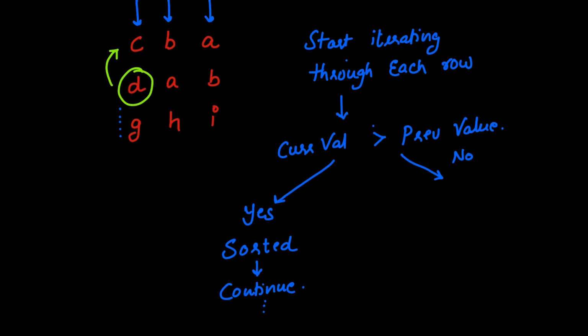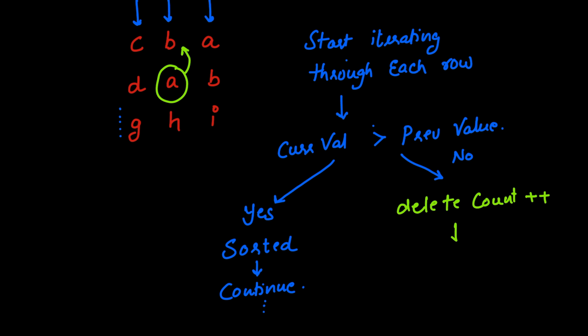If the comparison fails, that is the current value is smaller than the previous value, it means the column is not sorted. So we'll increment the delete counter by 1 and break the loop. We no longer need to iterate that column as we know it is not sorted.